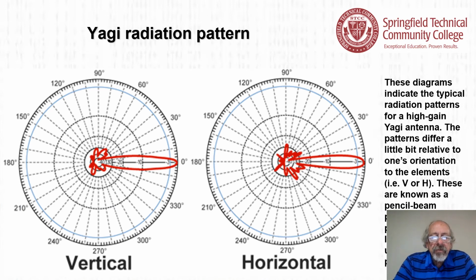So here's a couple pictures of Yagi radiation patterns. One is in the vertical plane, the other is in the horizontal plane. These diagrams indicate the typical radiation patterns for a high-gain Yagi antenna. The patterns differ a little bit relative to one's orientation to the elements, that is either vertical or horizontal. These are known as pencil beam patterns, like those produced by flashlights, and are used for point-to-point applications. You might notice that there's that main lobe or beam. Then there's a bunch of what we call side lobes off of the center there, and again, that has to do with the practical aspect of these antennas.